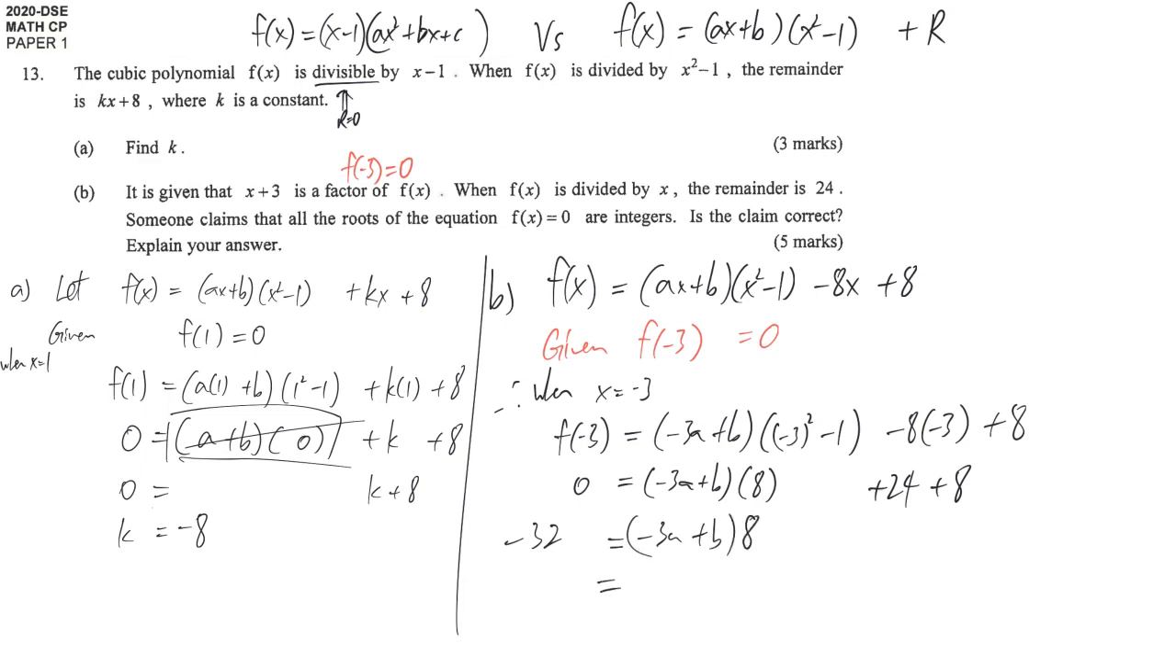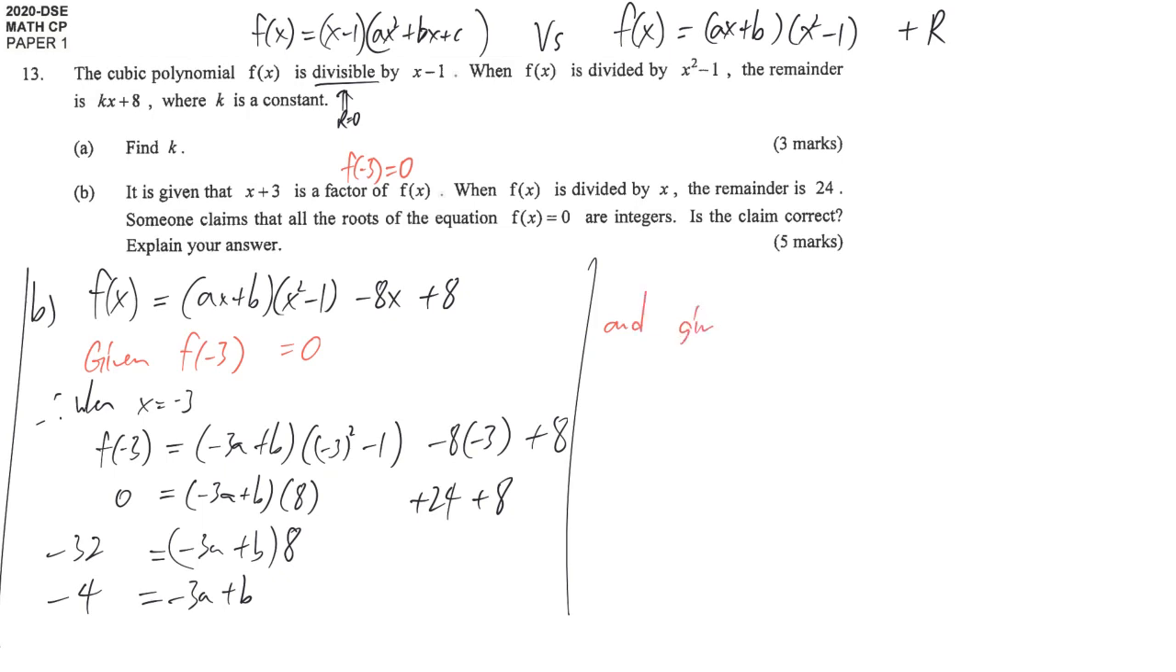And then both sides divided by 8. We have negative 3a plus b is equal to negative 4. Of course, you have two unknowns here, then they give you another piece of information. When f(x) is divided by x, then the remainder is 24. So with two equations, then you can solve a and b.